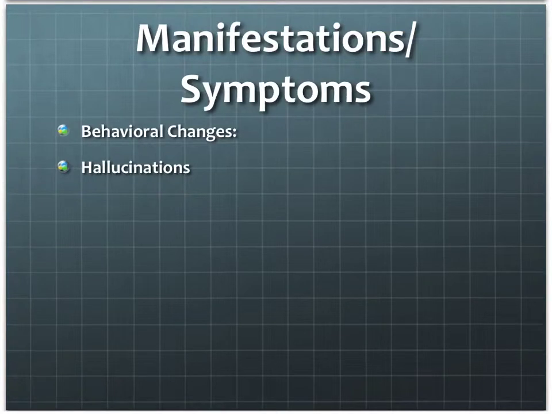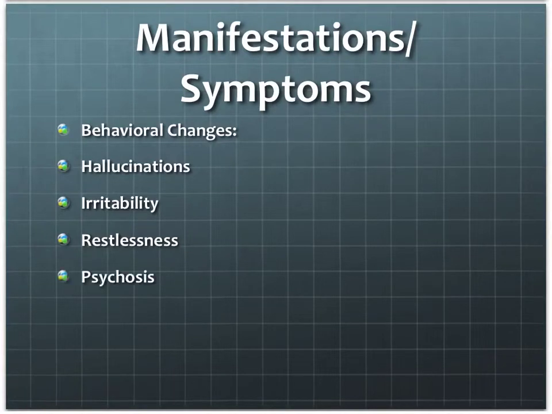So Huntington's disease is associated with 3 different types of symptoms. The first category is known as behavioral changes and psychological symptoms. These behavioral changes can include hallucination, irritability, restlessness, psychosis, which is the inability to differentiate between what is imaginary and what is reality, and paranoia.